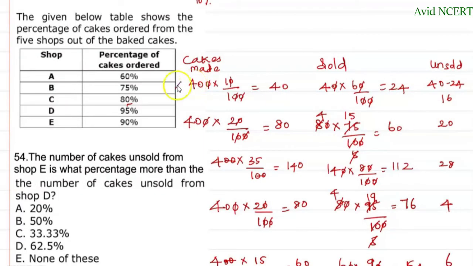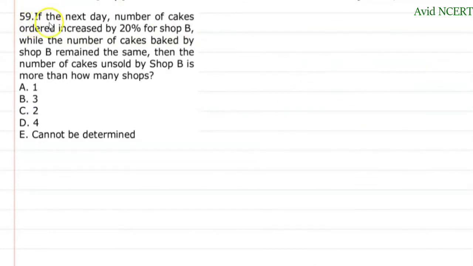So now we have the data for shop A, shop B, shop C, shop D, and shop E. So the next problem, the 59th problem: if the next day the number of cakes ordered increased by 20% for shop B, while the number of cakes baked by shop B remained the same, then the number of cakes unsold by shop B is more than how many shops? So we are going to find the cakes baked by shop B, only for shop B, and cakes sold and cakes unsold.